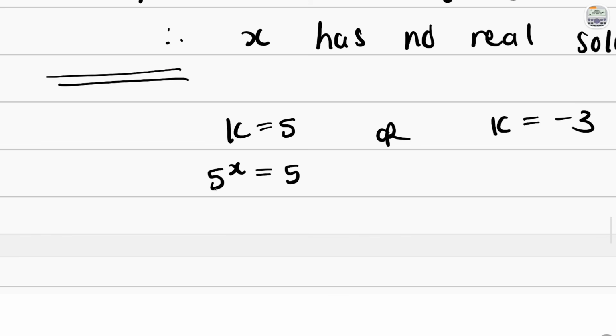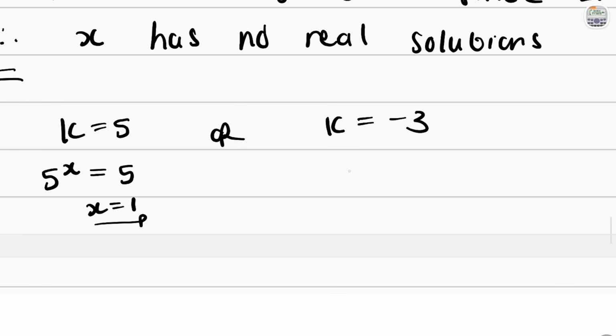And you see here, to ensure that the left is equal to the right, the bases are already the same, so just equate the exponents. The exponent here is 1, so x would be equal to 1. Okay, and then here, we would just say 5 to the power of x is equal to negative 3.